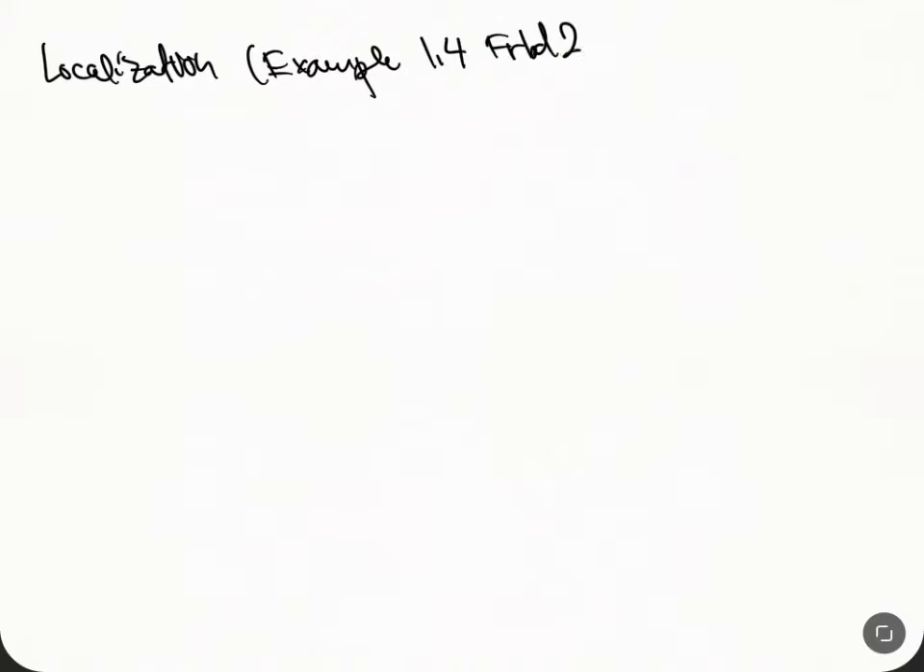So I'm going to talk about localization of p-adic Frobenioids. So this is example 1.4 from Frobenioids 2. So we're going to say let F be a number field. We're going to say F tilde is going to be an algebraic closure.